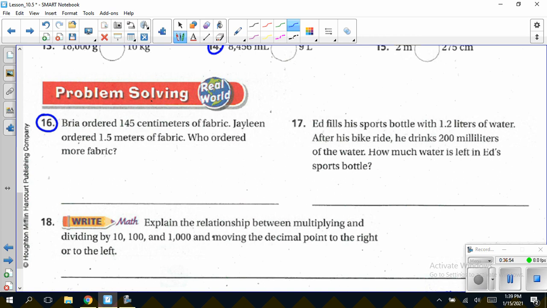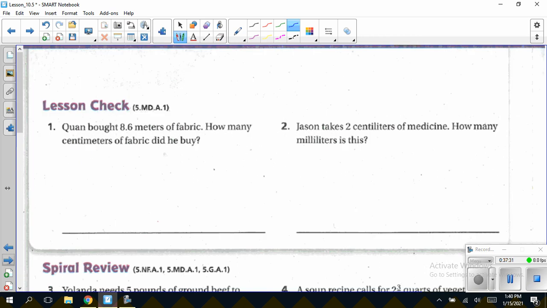Number 16 says Bria ordered 145 centimeters of fabric. Jaylene ordered 1 5/10 meters of fabric. Who ordered more fabric? So you are going to have to convert one of those unit of measures into the other unit of measure. So that way you can then compare them in both units. So for me, I would probably change Jaylene's meters into centimeters, but really it doesn't matter. And then on Schoology, it is a drag and drop with the girls' names to tell me who ordered the most fabric.